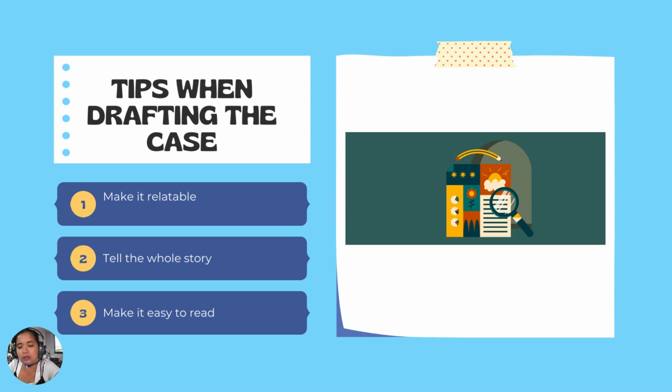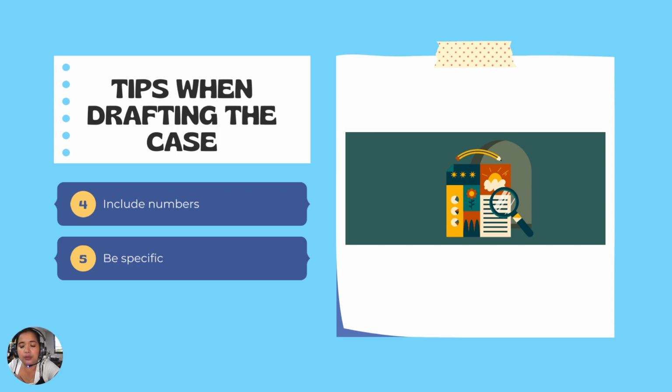Now, when you're writing your case study, make sure that the words and the topics that you utilize and focus on are relatable to the audiences. Next one is you need to really tell the whole story, the ins and outs of the story, and make sure that the words are understandable and easier to read. You need to include numbers if needed, to check if what you are presenting is true, factual and valid. And next one is be specific.